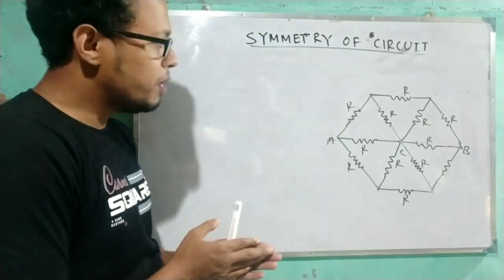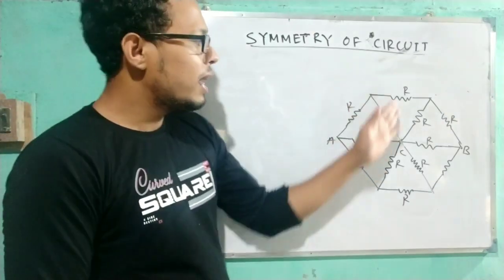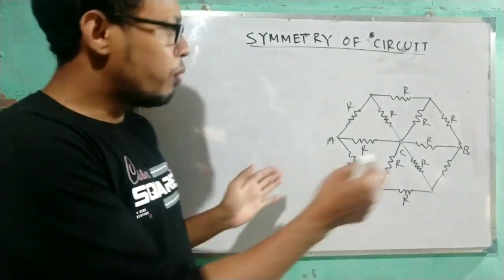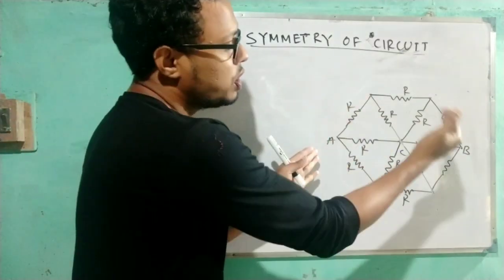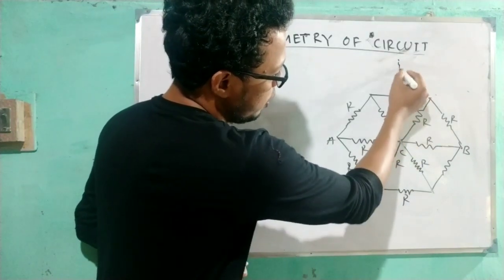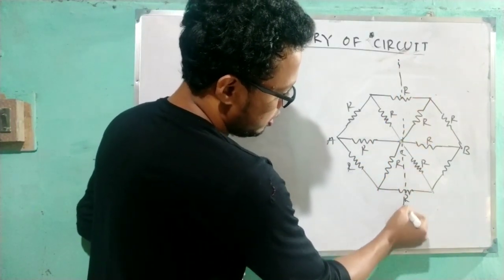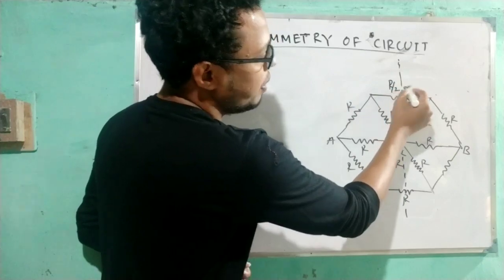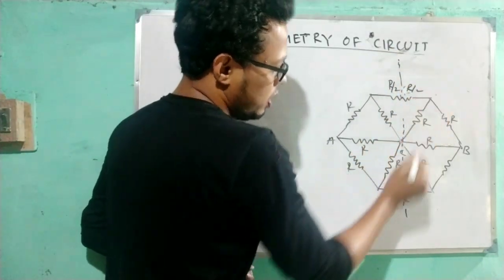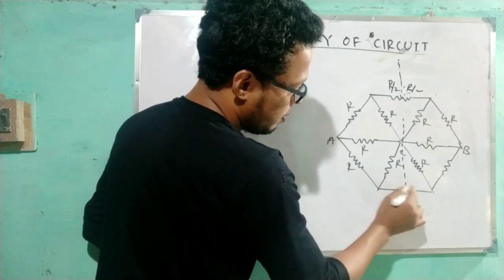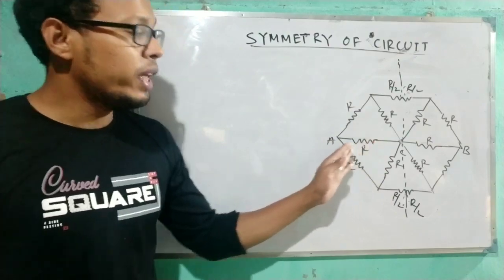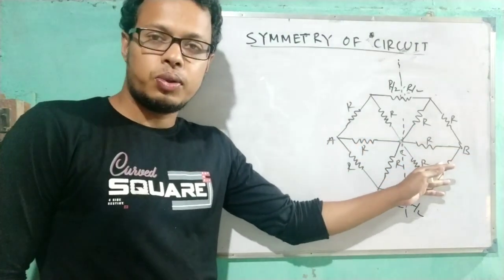What is the meaning of symmetry? Choose one line across the resistances or across the points, then we get the symmetry. If we imagine a line across this resistance, then this side will be R by 2 because we are dividing it. Same case here, R by 2, now R by 2. Now look, we are getting the symmetry on each side.